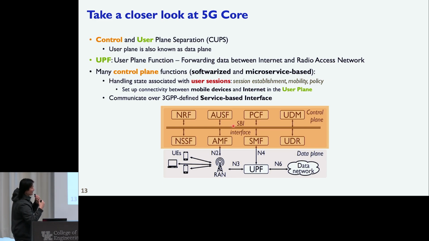Can you explain the difference between control plane and the data plane? So the control plane basically does some control activities, for example, setting up the connections between the mobile devices and the backend internet services. And the user plane is just used to forward the data between these endpoints.